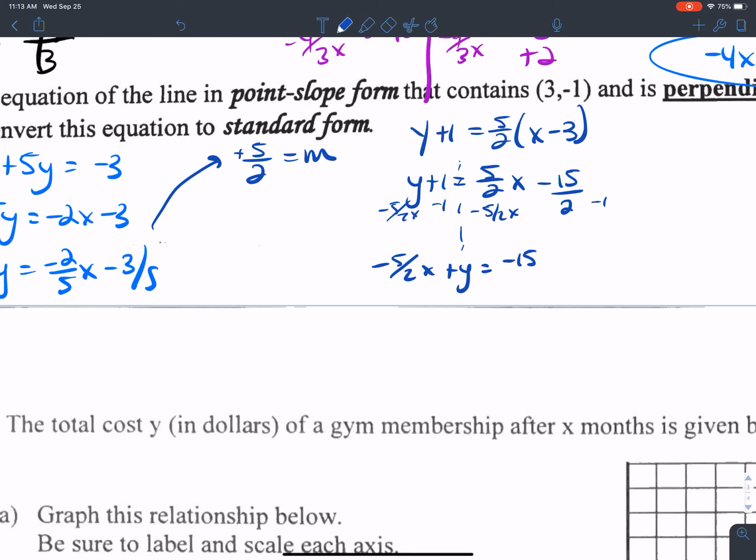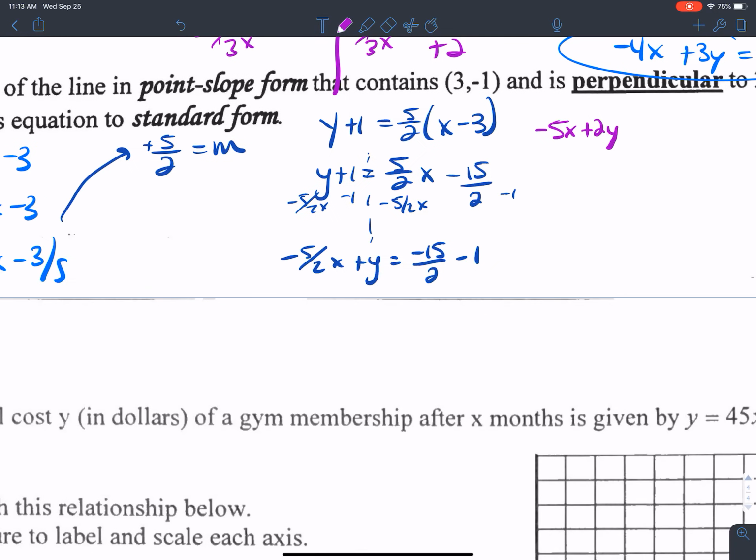And in this case, I'm not going to combine those fractions because I know I'm going to get rid of the fraction in just a moment anyway. So it's easier just to combine integers rather than fractions. So the common denominator is 2, so I'd multiply everything by 2. So negative 5x plus 2y equals negative 15 minus 2. So then summarizing, we have our final equation in standard form.